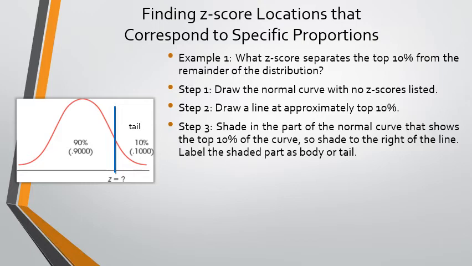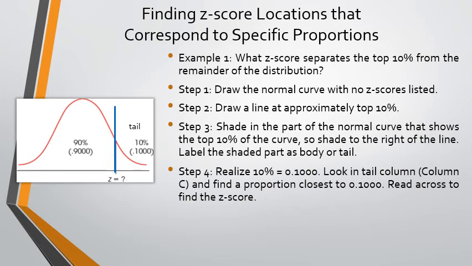Okay, so all we know is that the middle is equal to 50% on a distribution. And you only want 10%, so don't go as far as the middle, just start on the right and go over what you think equals 10%. And then shade in the part of the normal curve that shows the top 10% of the curve. So in this case, it would be a tail. So label the shaded part as a body or a tail. Okay, so we're interested in the top 10%, which is a tail.